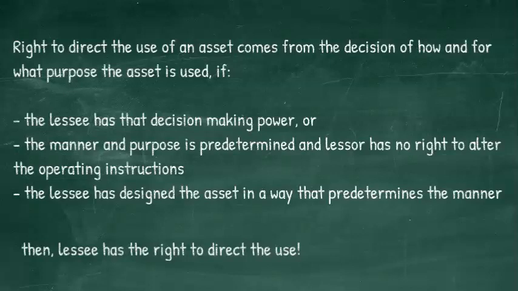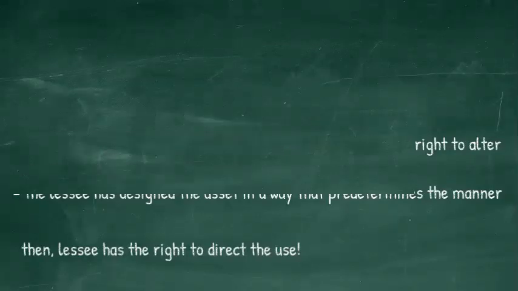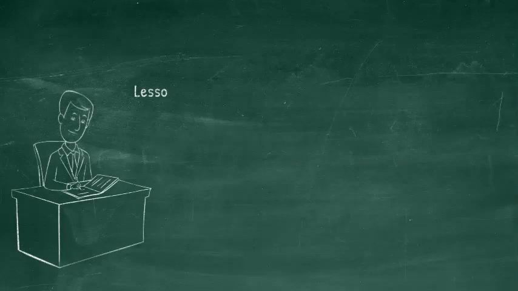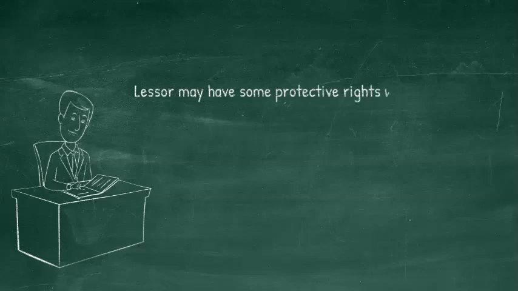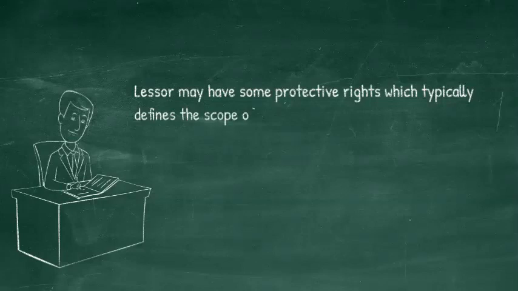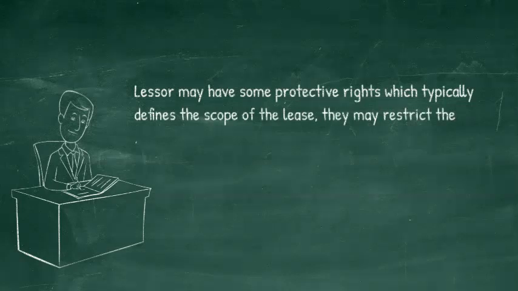All these rights will remain valid even if the lessor restricts the use of asset or defines the scope of a contract, as these restrictions would primarily be in the nature of protective rights through which the supplier can protect his rights, his interest, or its personal. But these rights do not restrict the lessee's right to control the use of that asset.